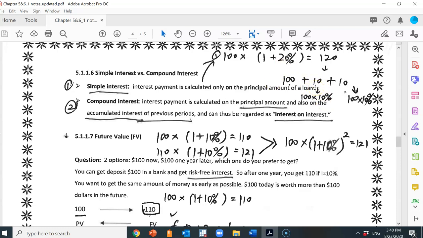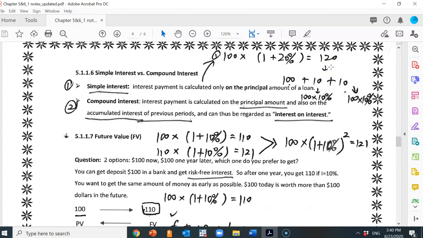But after 2 years, because we only earn interest on the principal, in the second year the interest we earn is $100 multiplied by 10%. So it's $10. So after 2 years, you would have $120 if you're using 10% simple interest rate. You can also calculate this by using the principal $100 multiplied by 1 plus 2 multiplied by 10%, which is 20%. Okay, so you have principal today of $100.